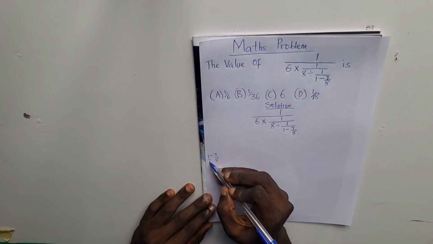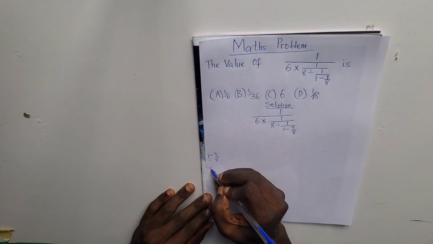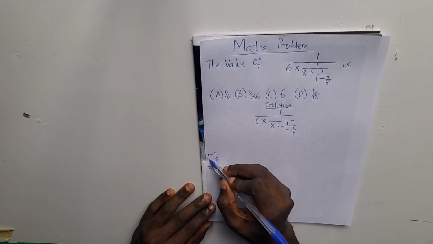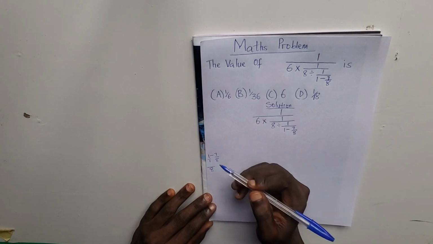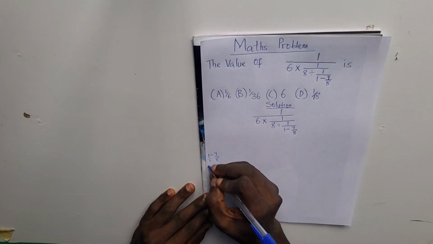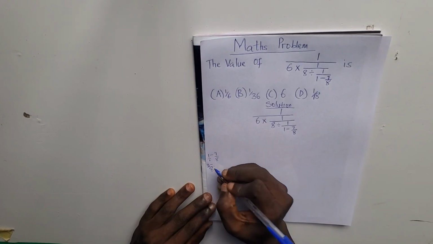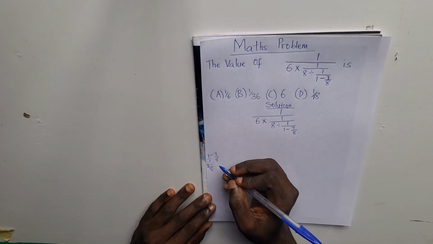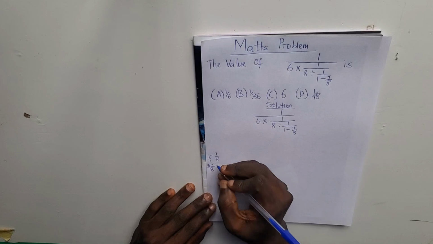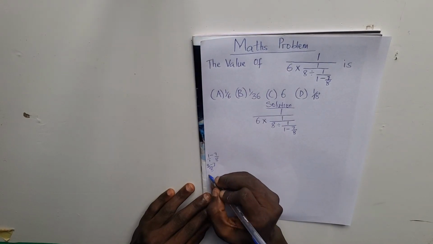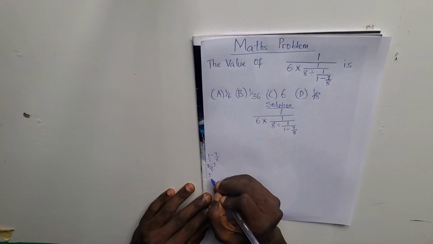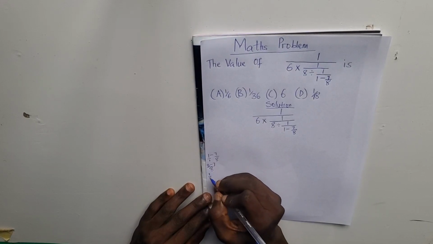So if I'm to find the LCM of 1 and 8, that will give me what? 8. Okay? 8 divided by 1, that is 8. 8 times 1 will give me 8. Minus 8 divided by 8, that will give me 1. 1 times 7 will give me 7. So 8 minus 7 will give me 1 over 8 here, right?